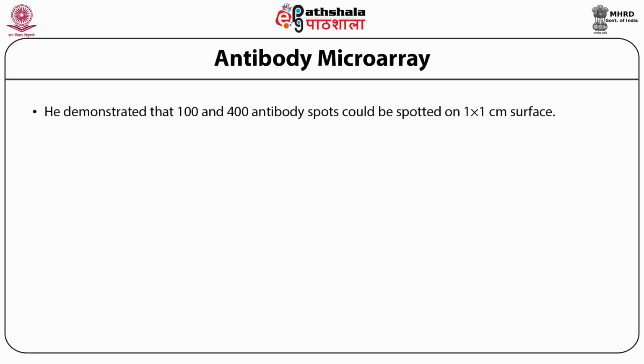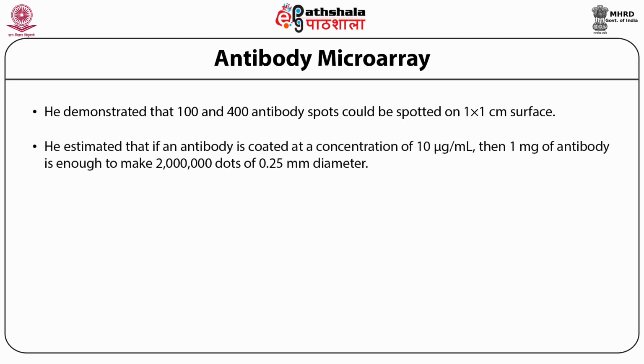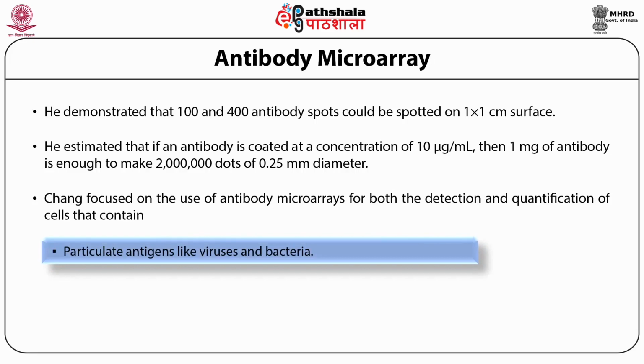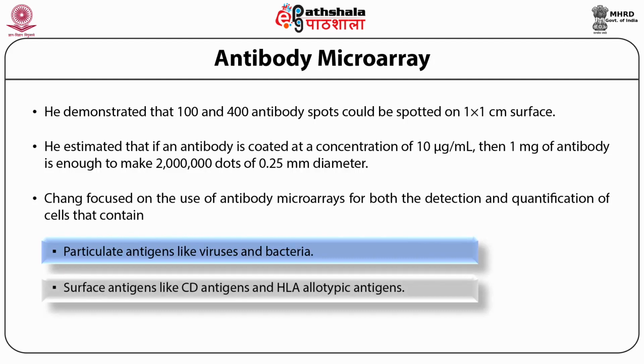He demonstrated that 100 and 400 antibody spots could be spotted on a 1 by 1 centimeter surface. He estimated that if an antibody is coated at a concentration of 10 microgram per ml, then 1 mg of antibody is enough to make 2 lakh dots of 0.25 millimeter diameter. Chang focused on the use of antibody microarrays for both the detection and quantification of cells that contain surface antigens like CD antigens and HLA allotype antigens, and particulate antigens like viruses and bacteria.